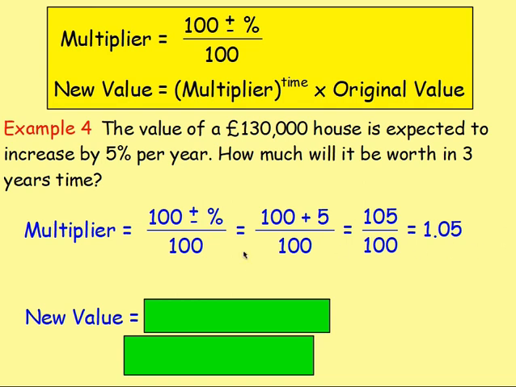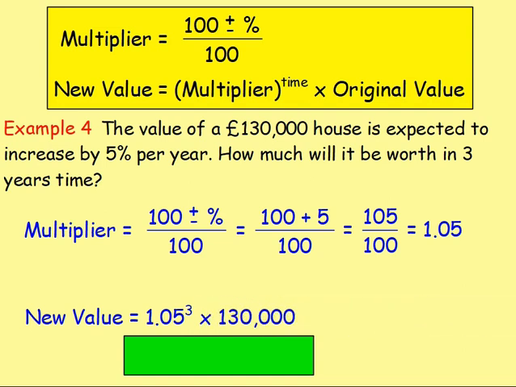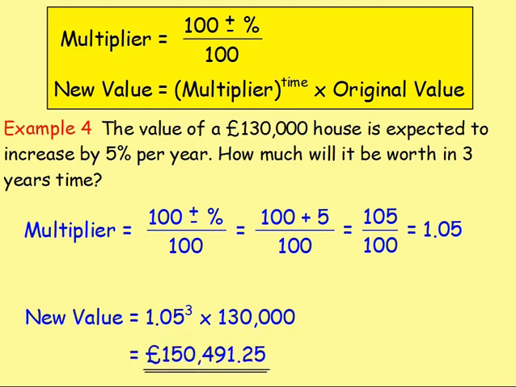To work out the new value then, we have our multiplier, the 1.05, and because it is asking for the value in 3 years' time, we do the multiplier to the power of 3. Then you multiply that by the original value. So you've got 1.05 to the power of 3 multiplied by the £130,000. If you work that out, key it into the calculator, you get £150,491 and 25 pence.